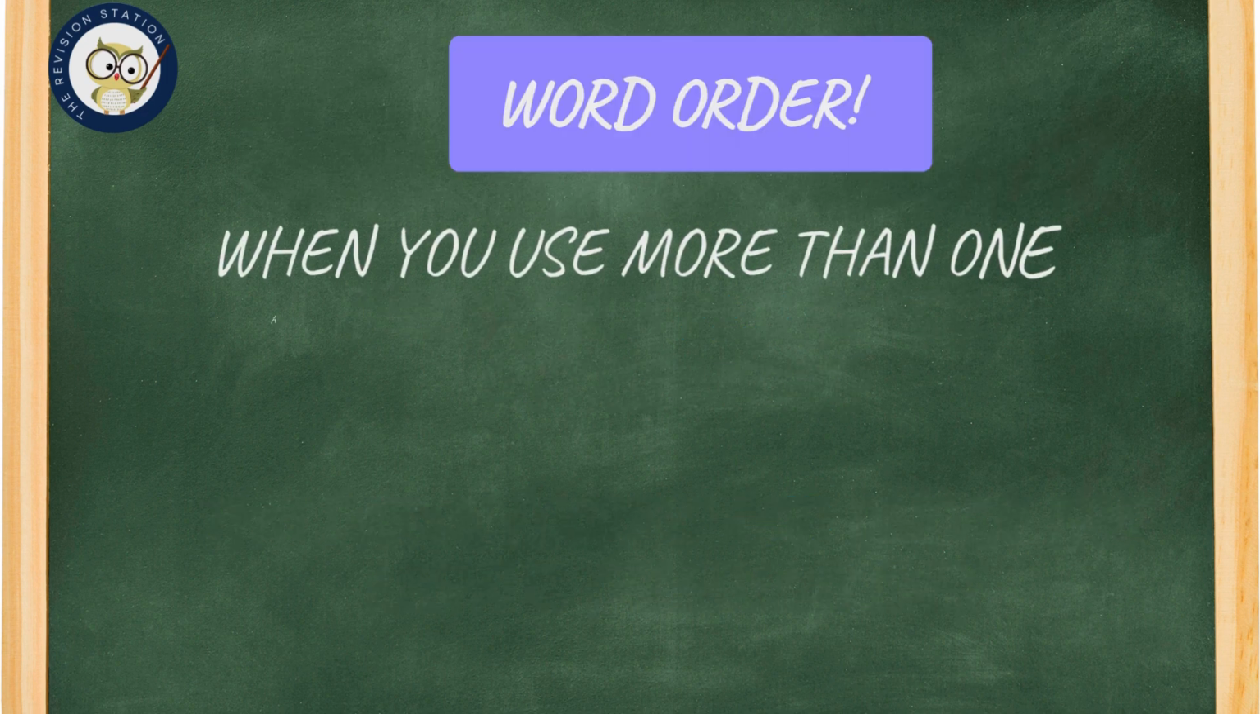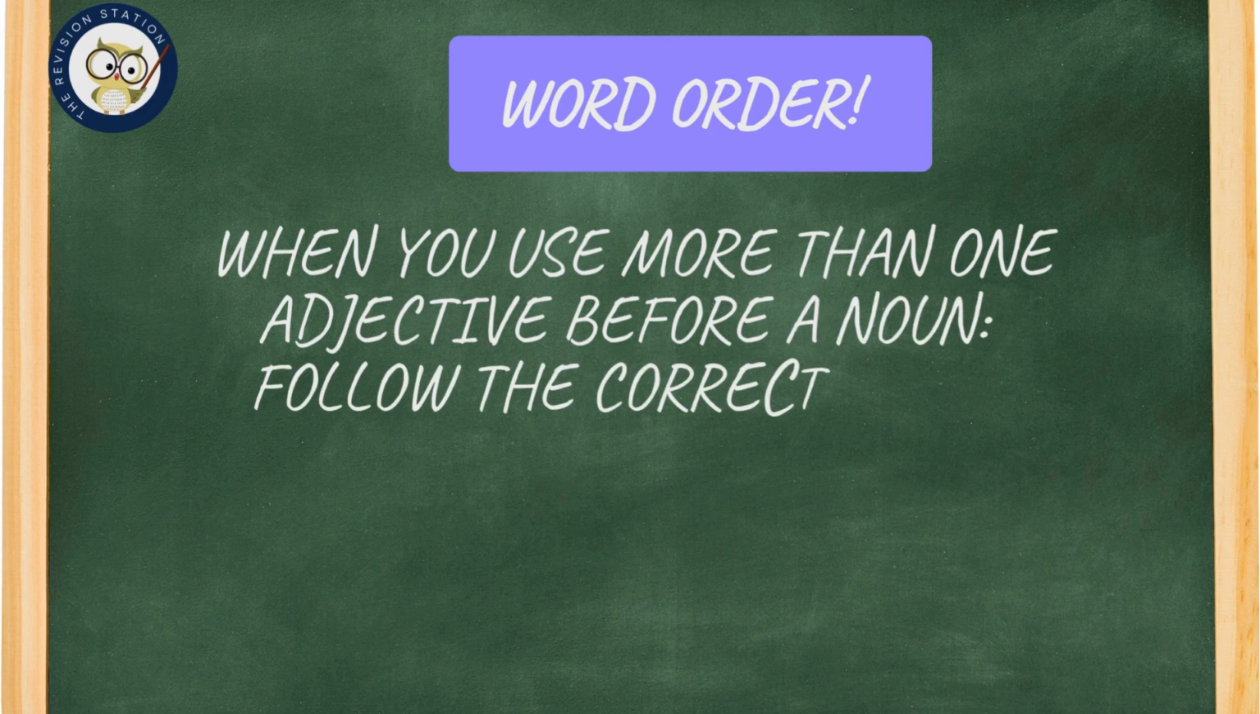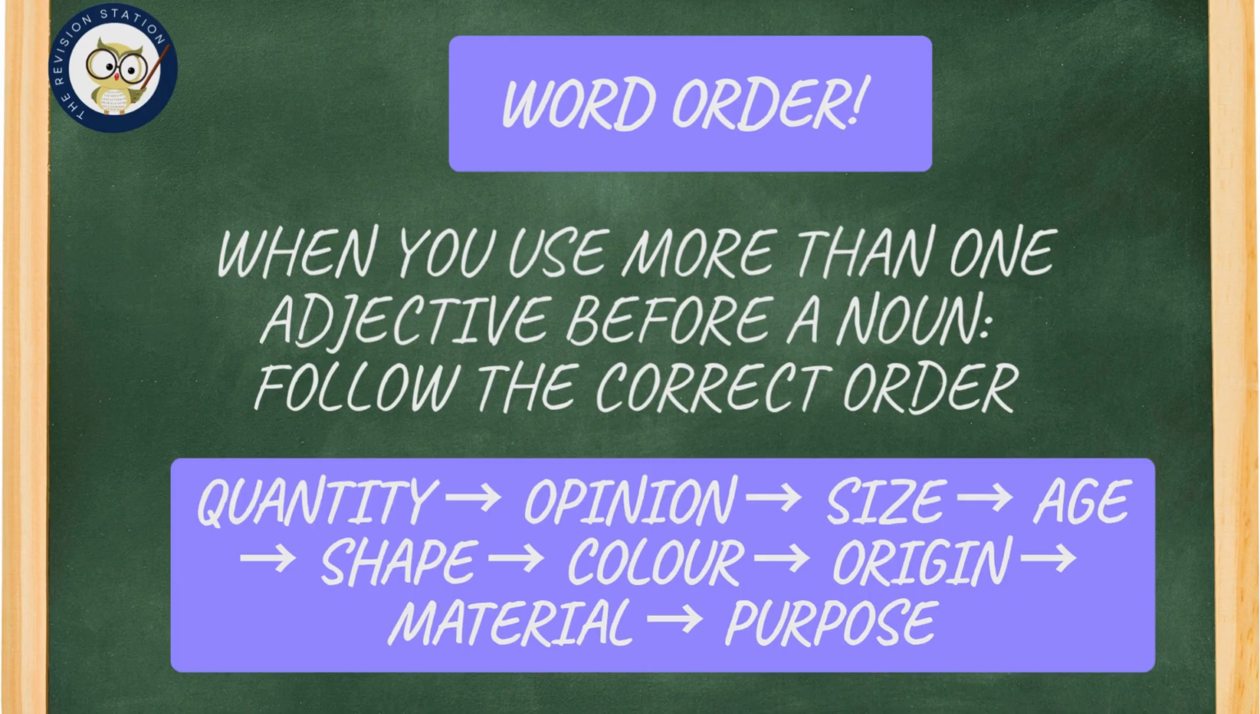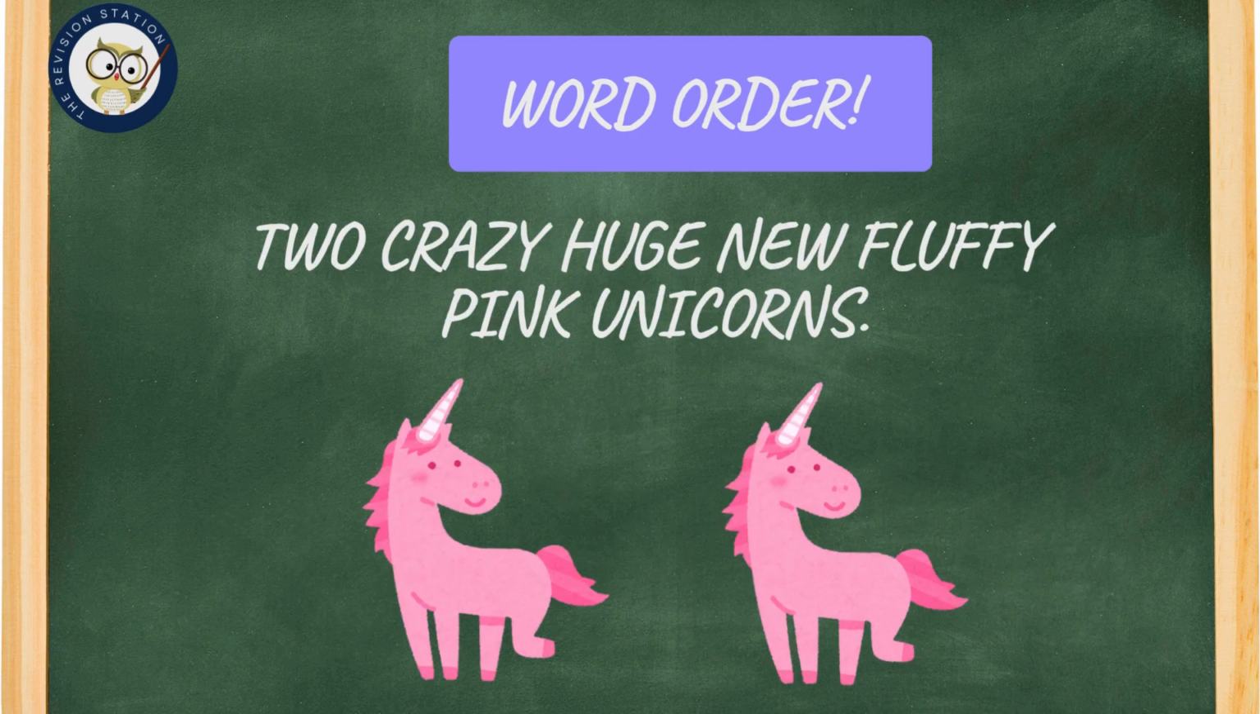Finally, when you have more than one adjective before a noun, we have a very specific word order. So let's have a look at this. Three silly little old green rubber ducks. Two crazy huge new fluffy pink unicorns.